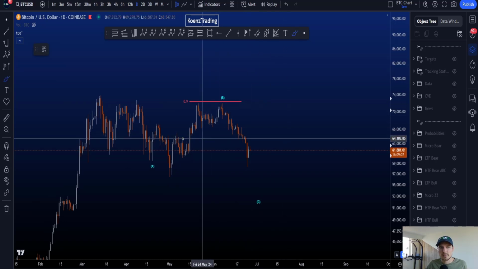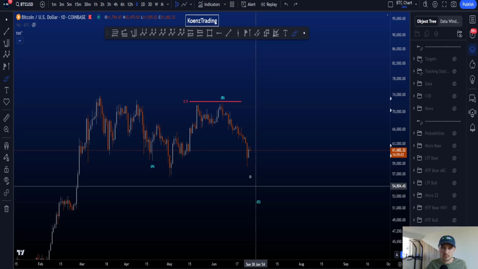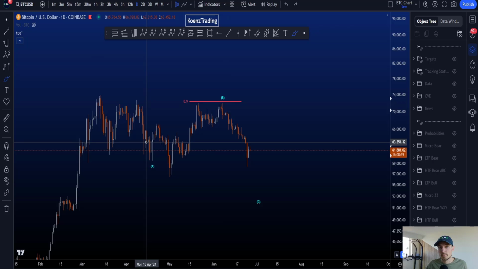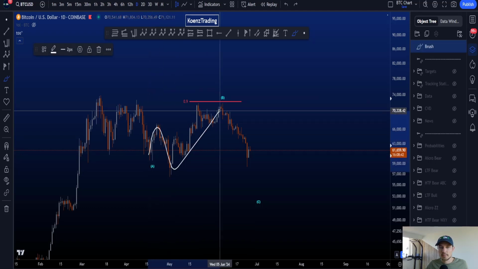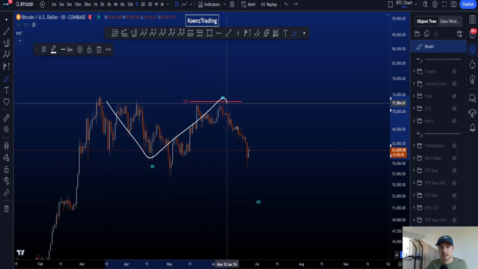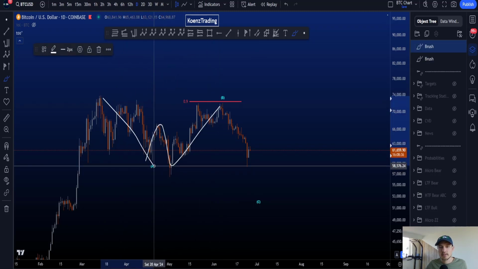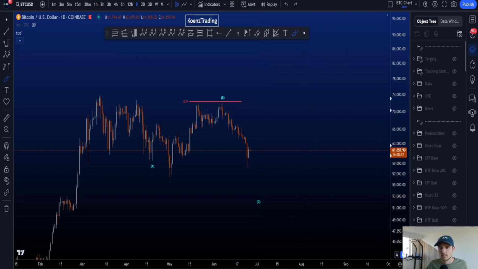Second one is a flat. In a flat, we're looking for an ABC. Probabilities low. Reasoning, the 0.9 minimum target for wave B has not been touched. Another reason is that if this here would be a wave B, then wave B by itself is a flat in an ABC in a bigger flat for ABC. And a flat wave B, ABC, in a bigger flat, ABC, is incredibly rare, lowering the probabilities.